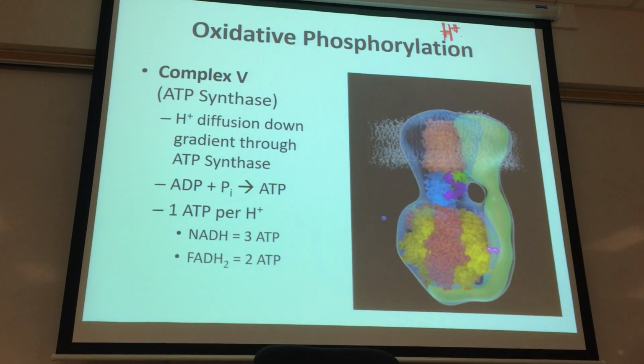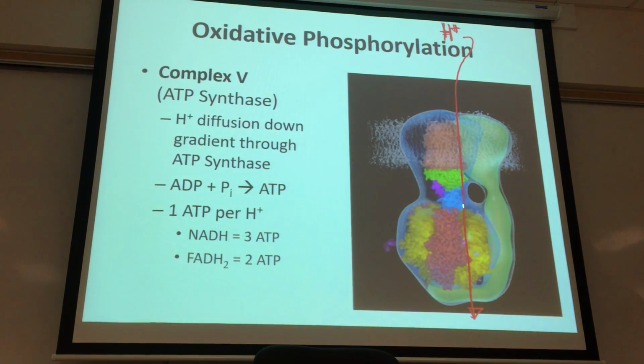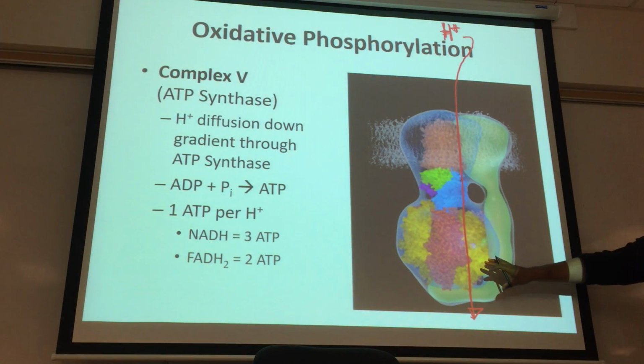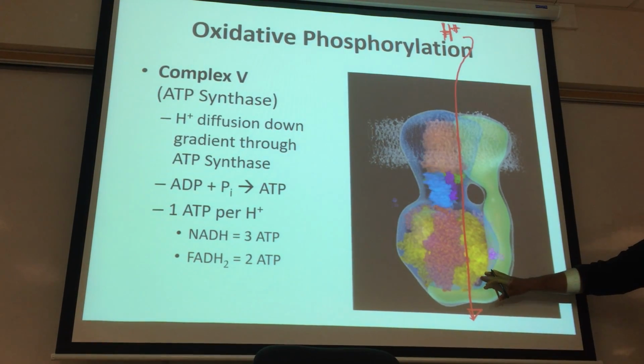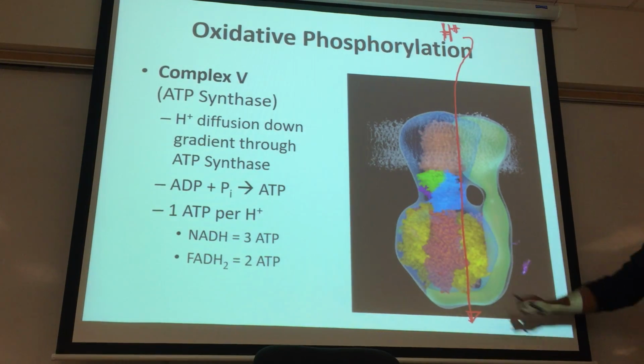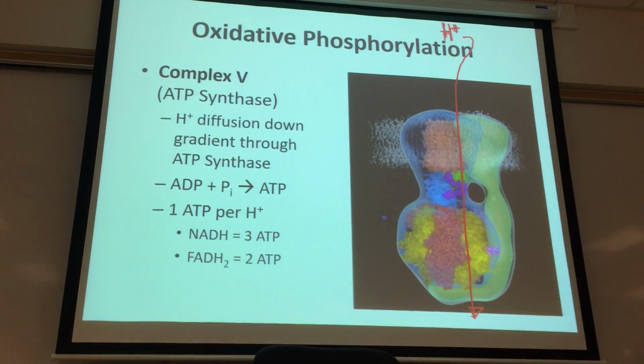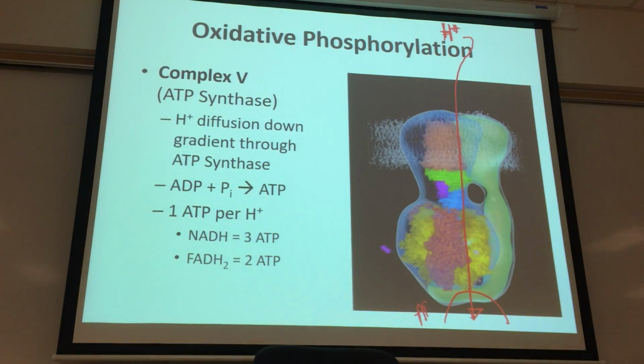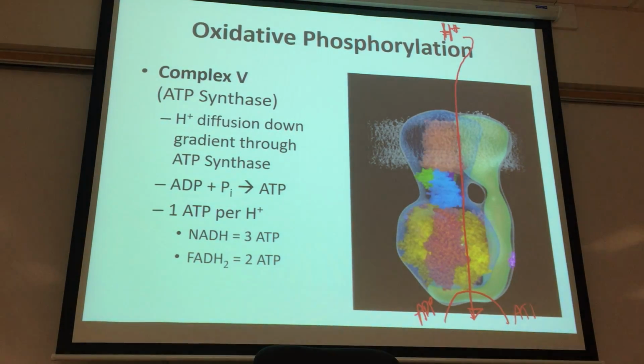So those hydrogen ions are going through, and they're going to make their way down this gradient. Every time a hydrogen ion passes through, it's going to cause this whole ATP synthase to spin and create. What is ATP synthase synthesizing? ATP. So it's going to turn ADP into ATP. So ADP plus a phosphate ion.